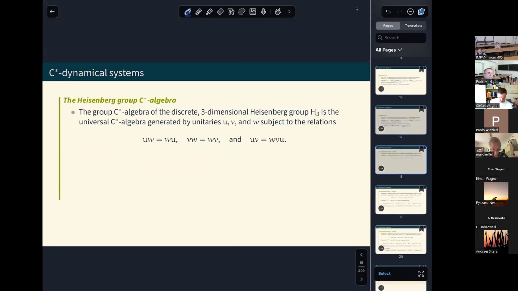More examples. Here you also have the Heisenberg group C-star algebra. What is this? Well, it's the group C-star algebra of the discrete three-dimensional Heisenberg group. And this is the universal C-star algebra generated by three unitaries, U, V, and W. And then you have these relations. UW is equal to WU, VW is equal to WV, and then you have UV is equal to WVU. So in particular, this means that W is in the center.